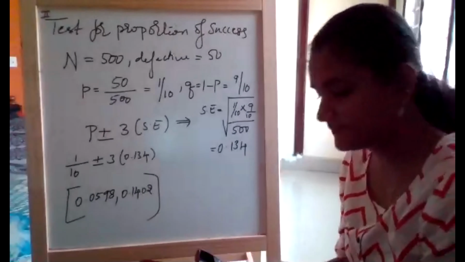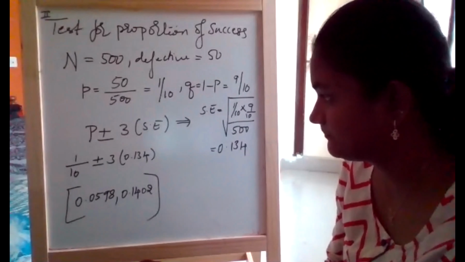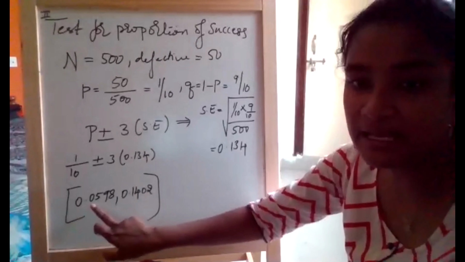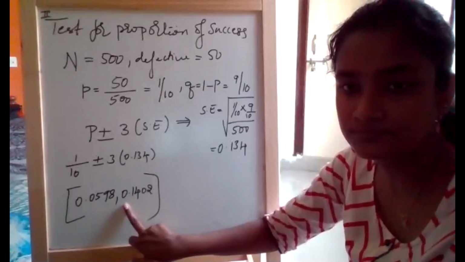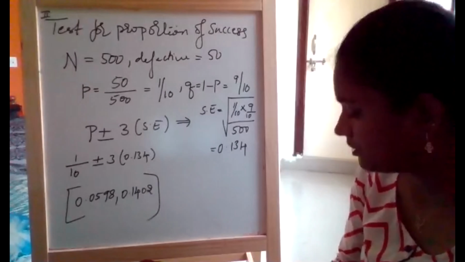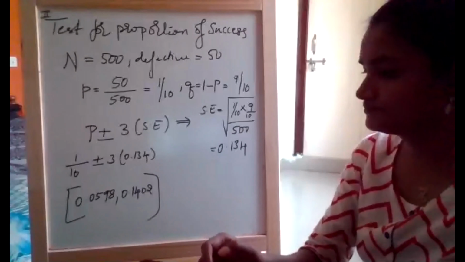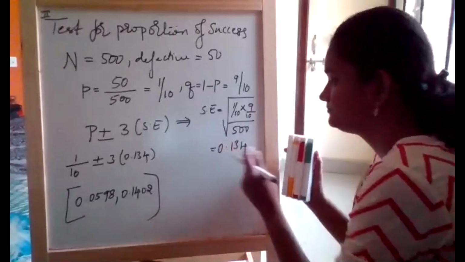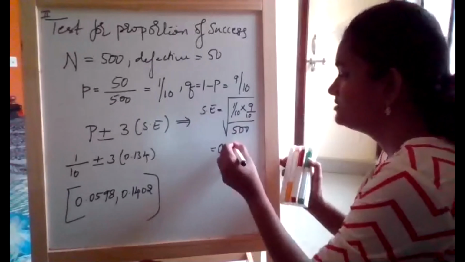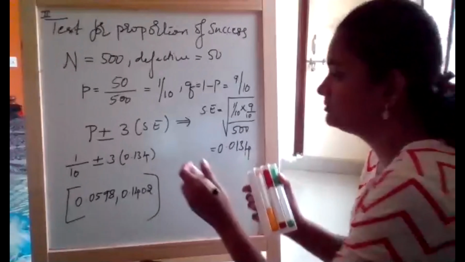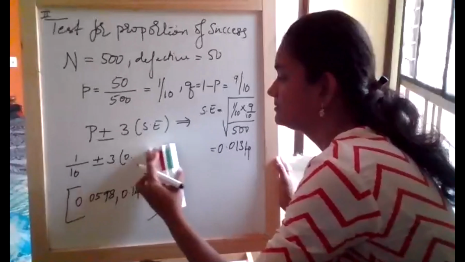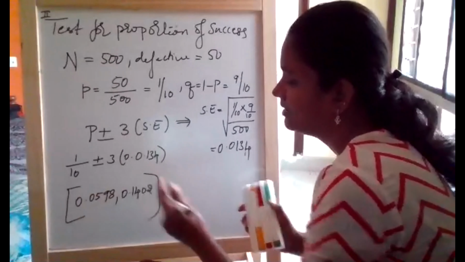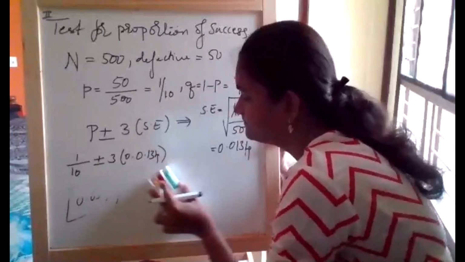Just check it out, one minute. Ma'am, it's 0.0134, the standard error value. Okay, so you changed the same thing in my book also, in the material that I shared. Now these values will be changing.